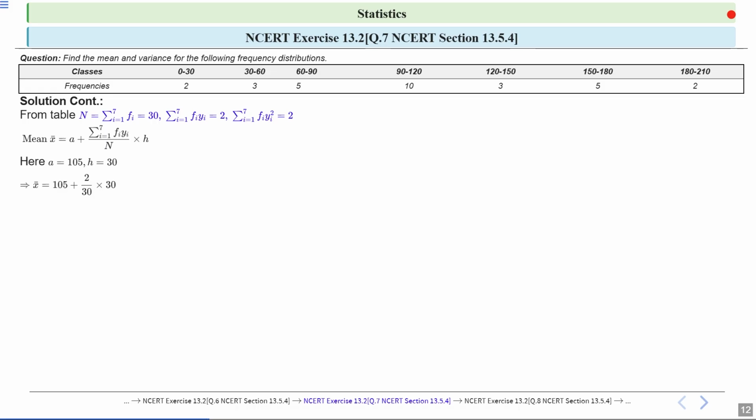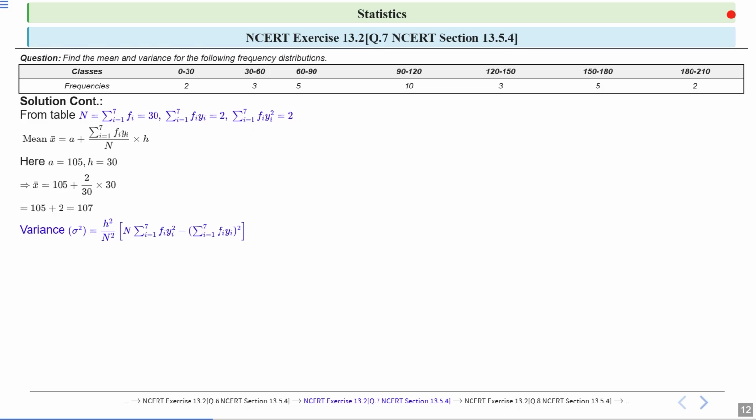After substituting the values into our formula, we get x bar equal to 105 plus 2 times 30 divided by 30. This step shows how we plug in the sum of fi times yi, n and h into the mean formula. Now let's simplify. This is equal to 105 plus 2, and this is equal to 107. So this is our calculated mean for the given frequency distribution.